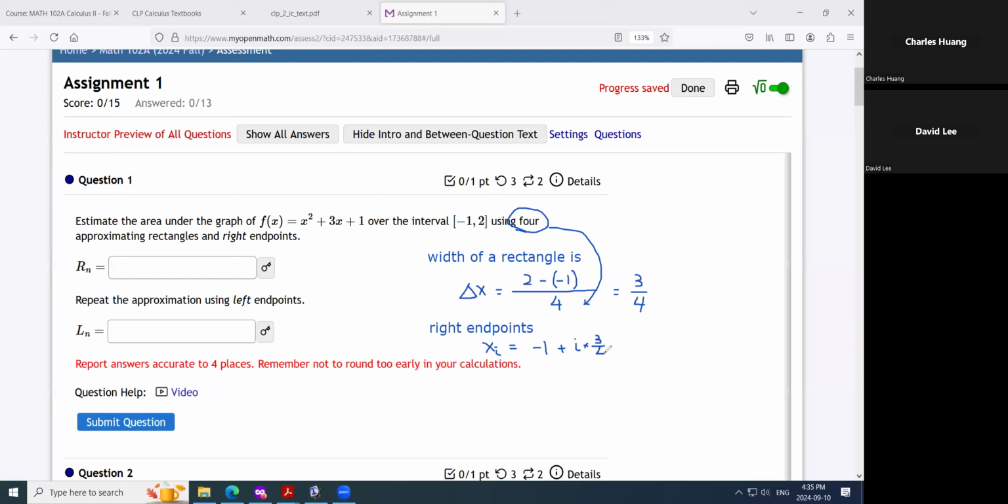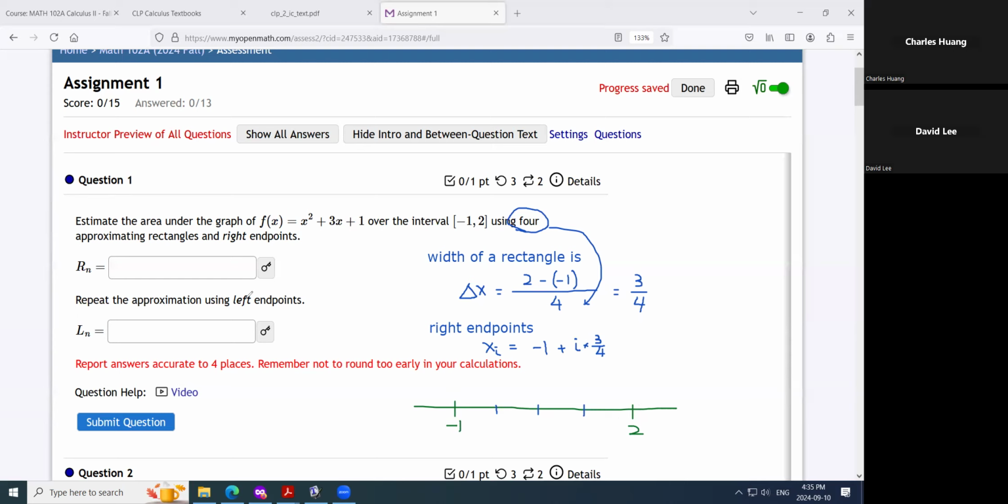Now, you don't have to worry about copying this down because in 5.2, in Thursday's class, we will go through this process in a more defined manner. We'll go through this process showing you why we call this delta x, why we call this xi. But what we are doing here is we have an interval from -1 to 2. And we're going to divide it into 4 different pieces. And in this case, we're going to use the right endpoints.